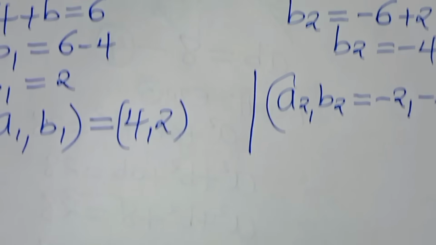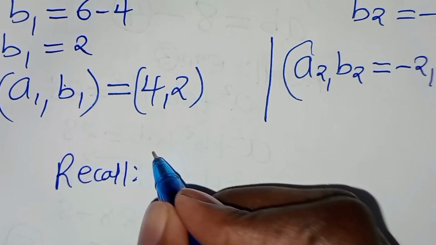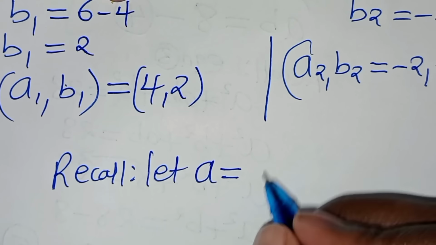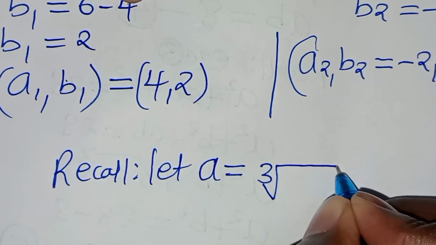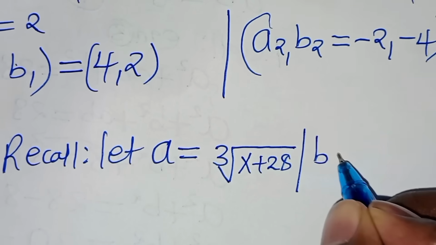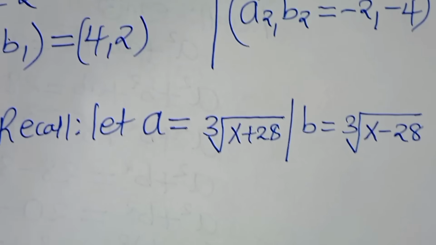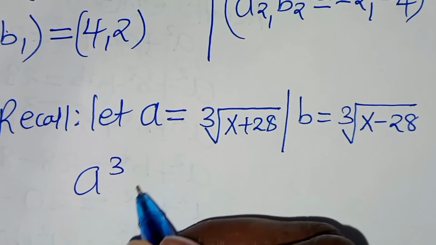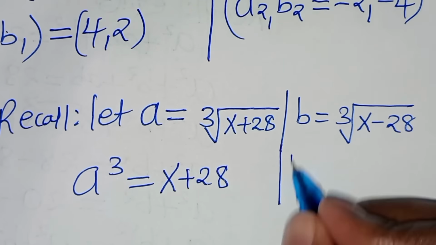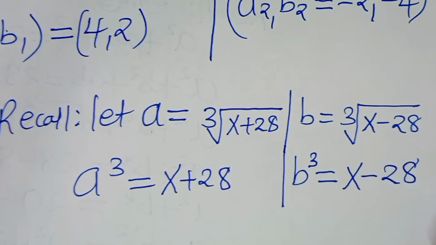Now, the next step from here, if you recall, we are saying that let A be equal to the cube root of x plus 28, and let B be equal to the cube root of x minus 28. And this implies that a to the power of 3 is the same thing as x plus 28, and b to the power of 3 is the same thing as x minus 28.